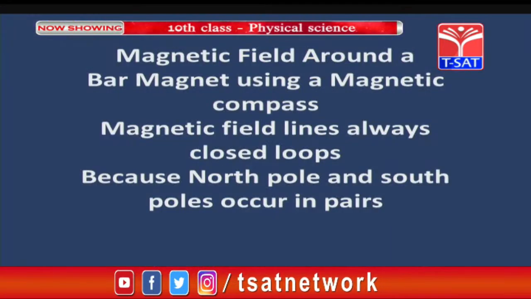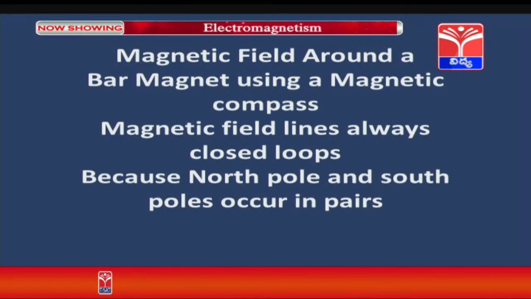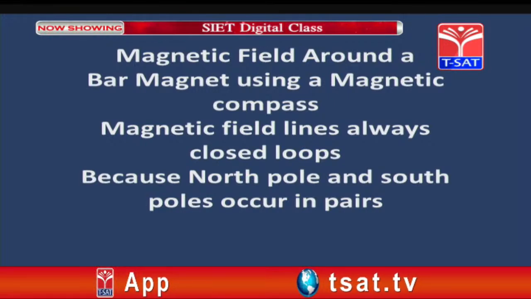We need to remember that the magnetic lines of force are closed loops. A point to be noted: magnetic field lines always form closed loops. This is because north pole and south pole occur in pairs. We never find an isolated pole, that is, we cannot find a north pole separately or a south pole separately.